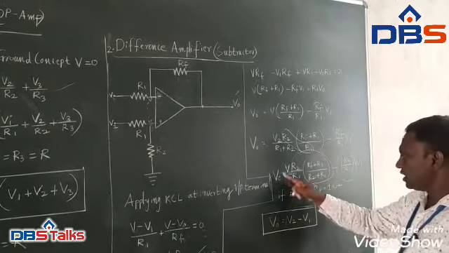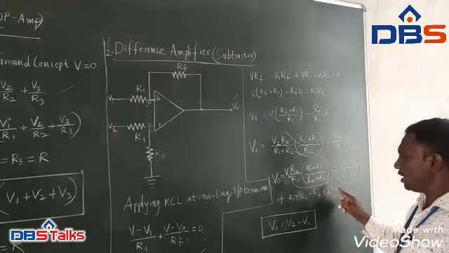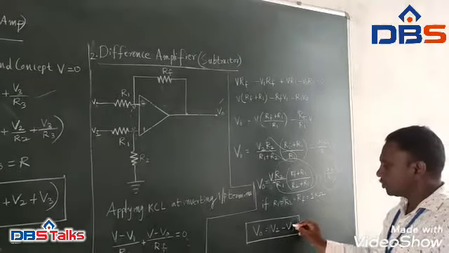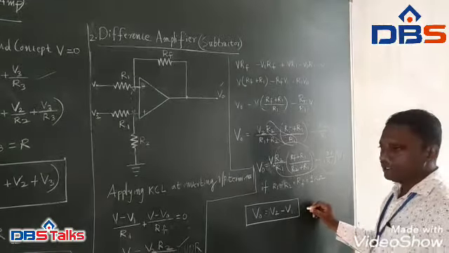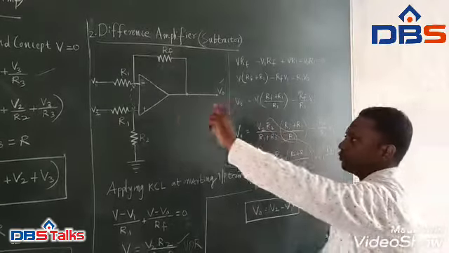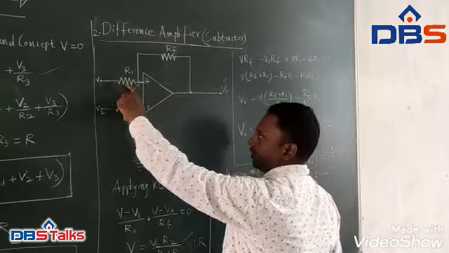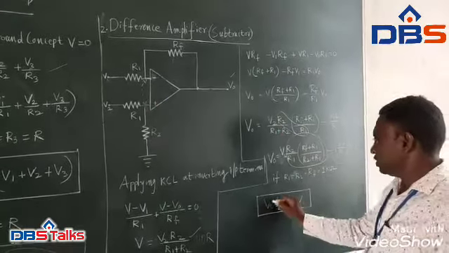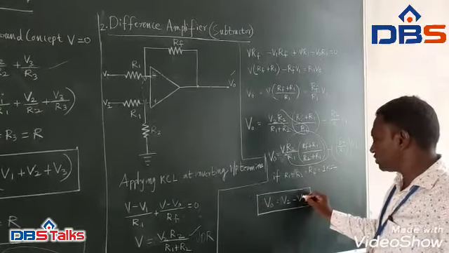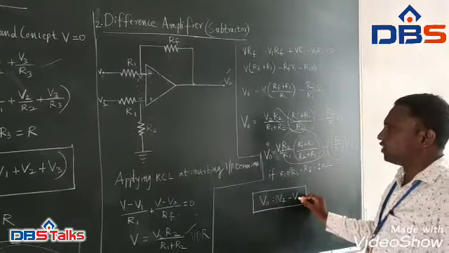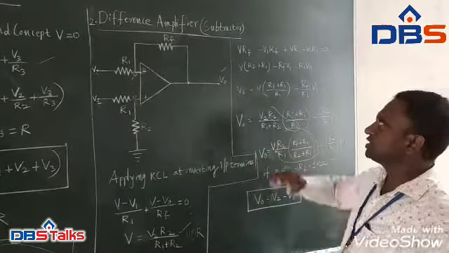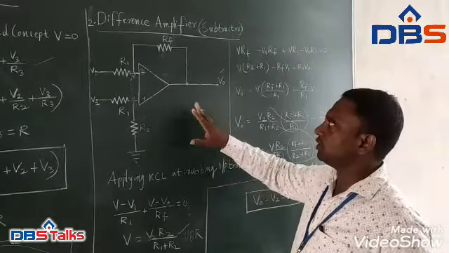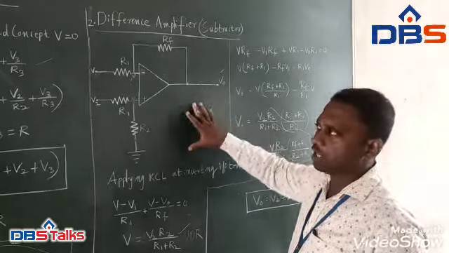So therefore finally, if R1, R2, RF all are equal to 1 kilo ohm, then V0 is equal to V2 minus V1. So V2 minus V1 means what? It is the difference of the two input voltages which you are applying. Okay, non-inverting terminal voltage minus inverting terminal voltage you will get here. So the output voltage is equal to the difference of the input voltages. That is why it is called a difference amplifier. Okay, so now we have seen two different applications of the operational amplifier.